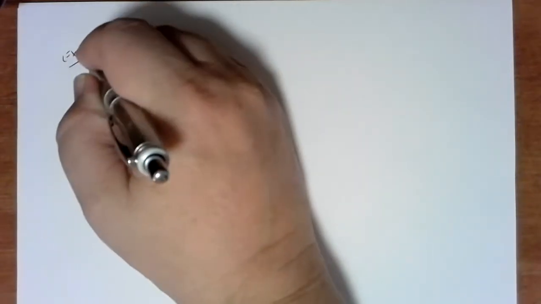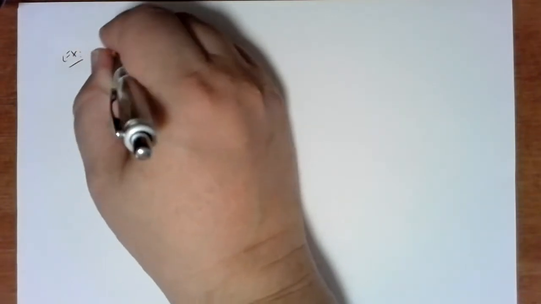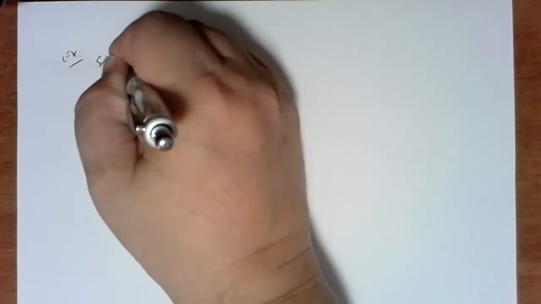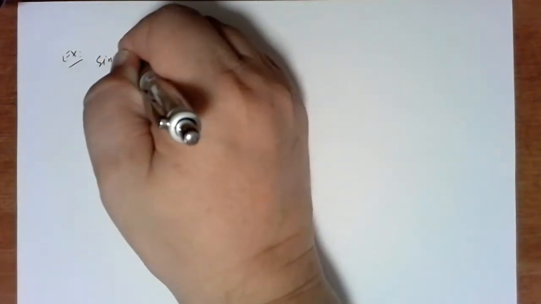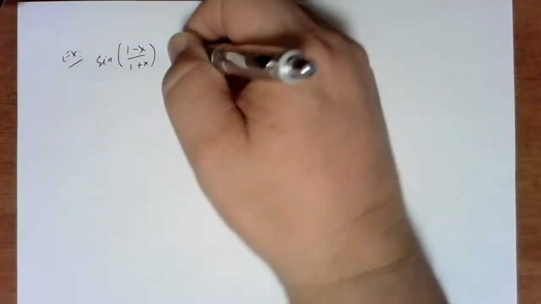We're talking about using some of the theorems about continuity to prove that things are continuous. So let's do some examples. Is the sine of 1 minus x over 1 plus x continuous? And if so, where?